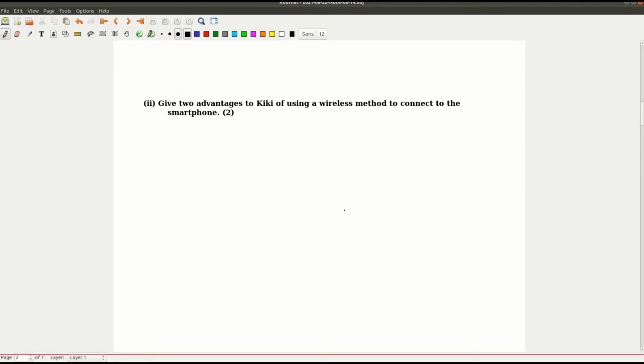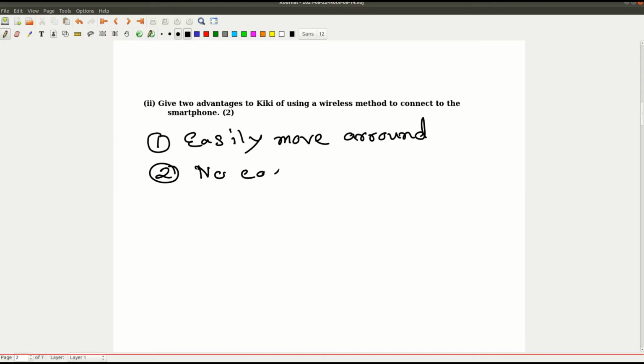Give two advantages to Kiki of using a wired method to connect to the smartphone. Wireless method, sorry. So what is the advantage of using a wireless method? First advantage is you can easily move around, and number two is no need to pay for cables, right? No cost for cables.